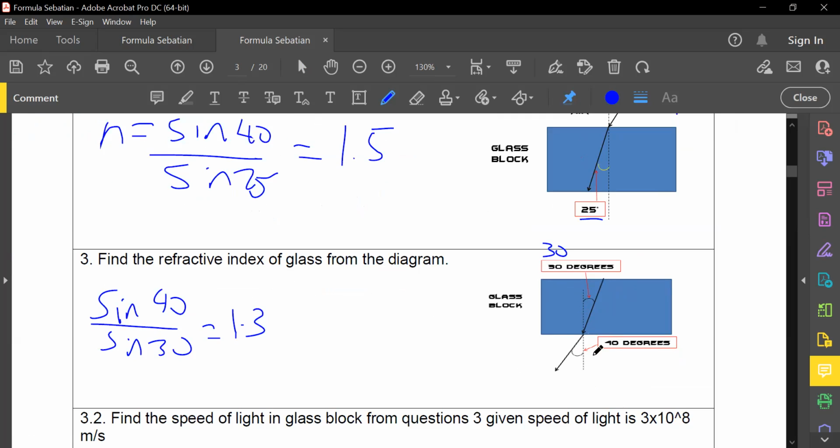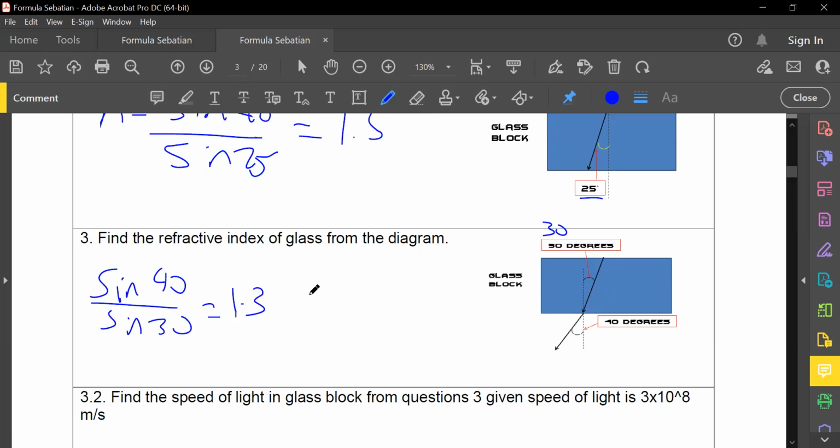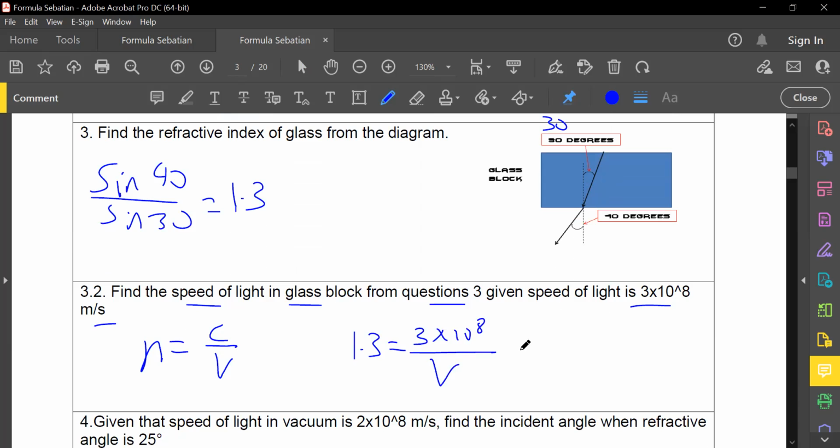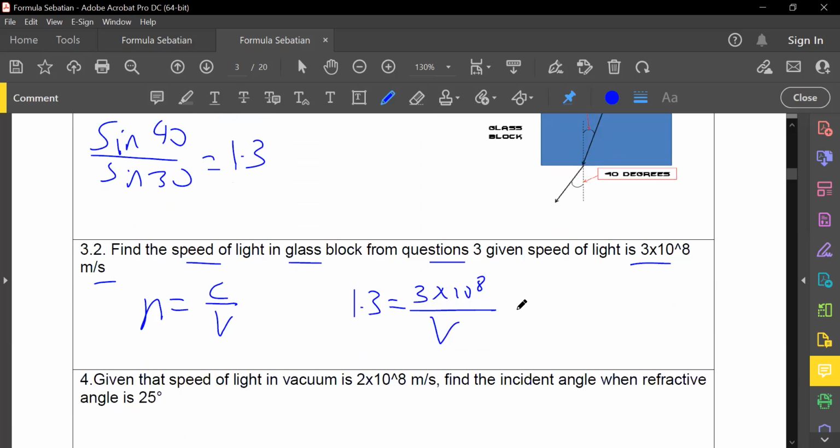Always remember that your i must always be the one in the air and your r must always be the one in the glass block. Very, very important, right? Then after that, find the speed of light in the glass from question 3, given that the speed of light is this amount. Obviously, you're supposed to use the n equals c over v formula. In this case, it will be 1.3 equals 3 times 10 to the power of 8 over v, which you're supposed to find, right? If you press that in your calculator, I think you will end up with v as 2.33 times 10 to the power of 8 meters per second?